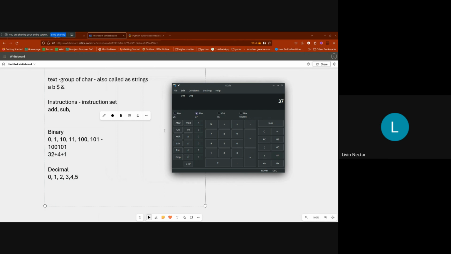People who used binary for coding in the olden days used this calculator. Even these days, this programmer's calculator may be useful in some cases, because when we are dealing with very low level programming, it is very helpful for us. So take a note of that.